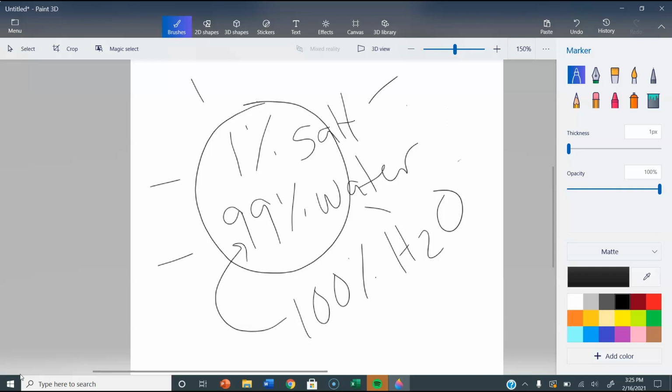So what we do when somebody's dehydrated is we give them an IV that contains something called normal saline. And guess what normal saline is? It's about 1% salt and 99% water.